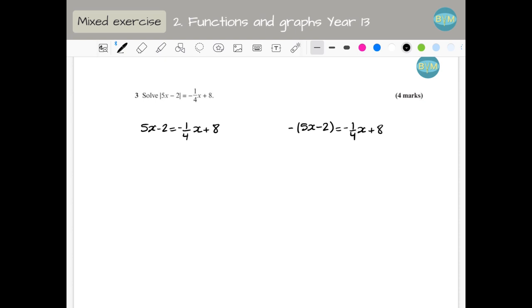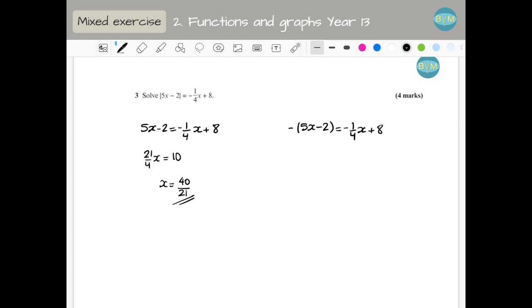We have 5x plus 1/4 of x is 21 quarters of x, and on the other side I have 8 plus 2, which is 10, which means x is 4 times 10, 40 divided by 21, and we can leave it like this perfectly.